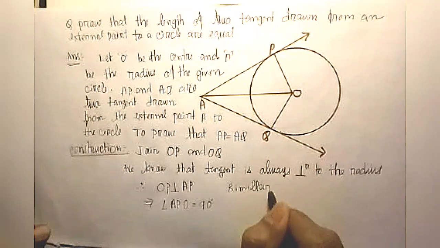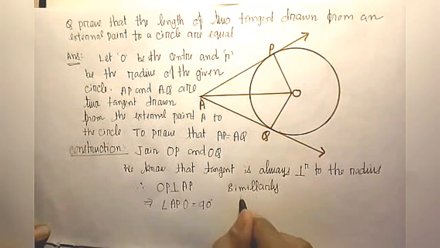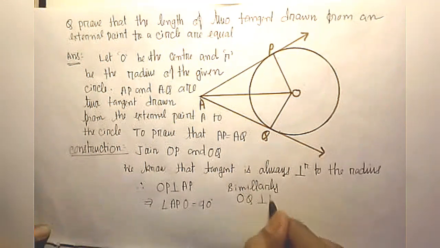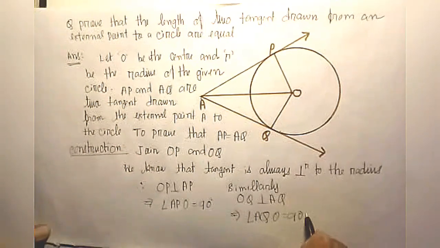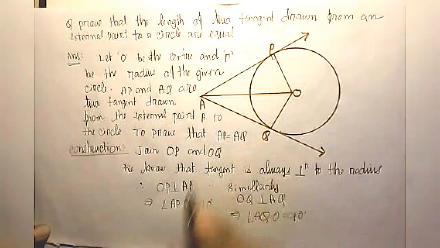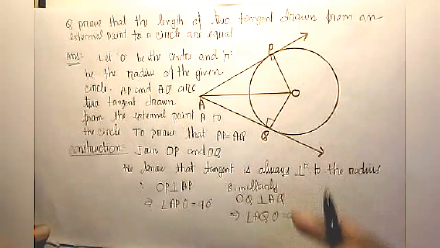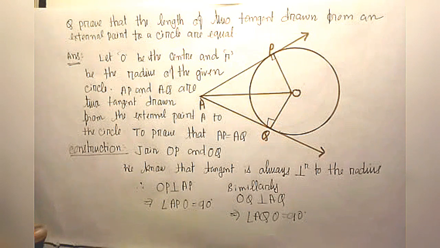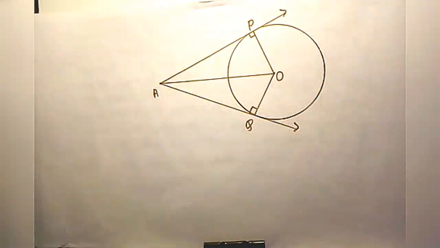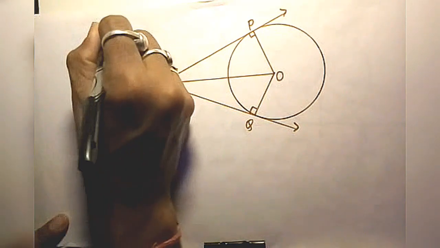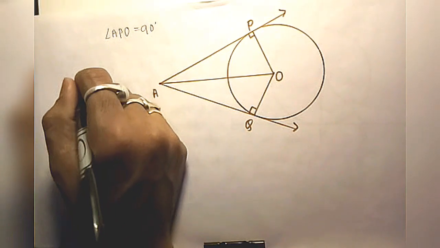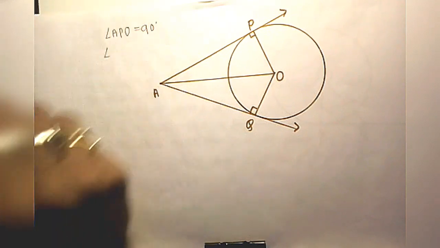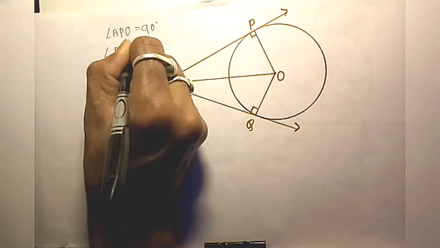Similarly, OQ is perpendicular to AQ, which implies angle AQO equals 90 degrees. So angle APO is 90 degrees, and angle AQO is also 90 degrees.